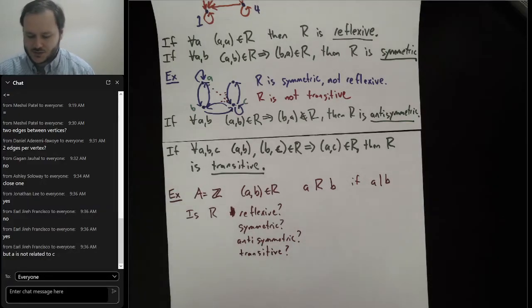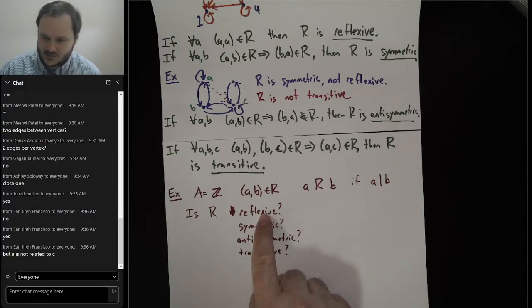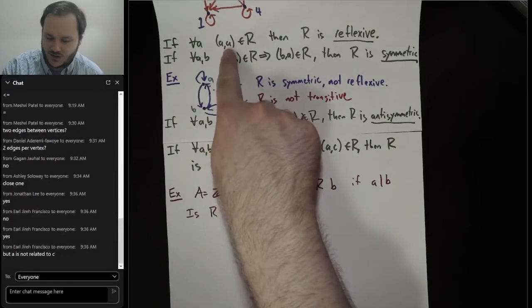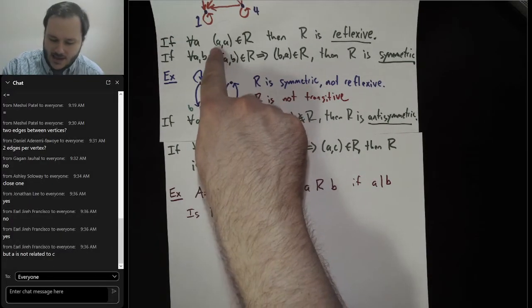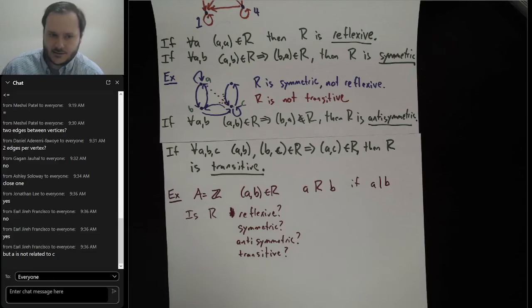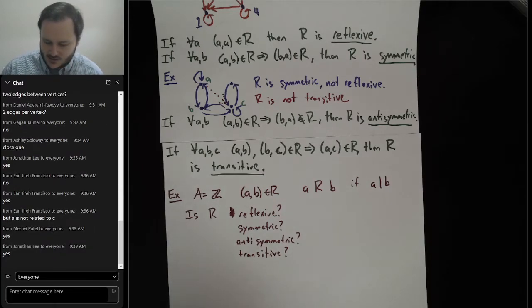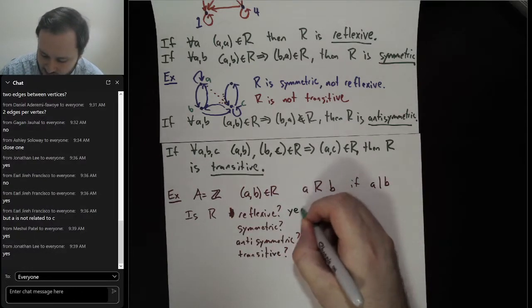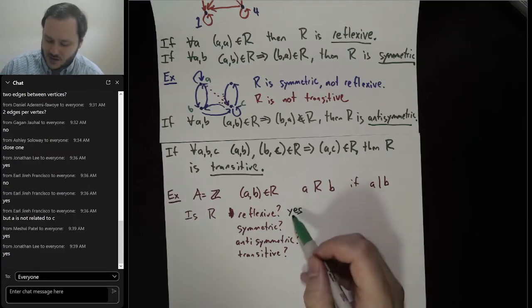What do we think? So what does reflexive mean in this case? Is it true that for every integer A, A divides A? Yes. So this relation is reflexive. Every number divides itself.